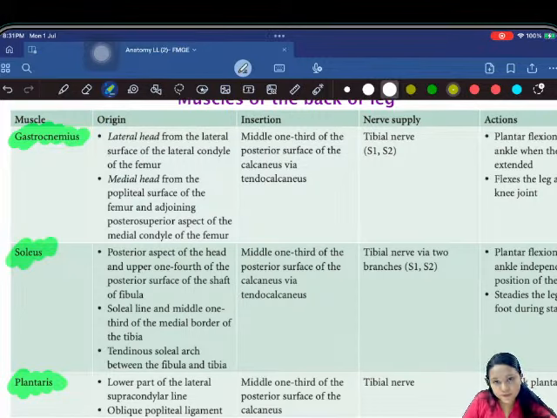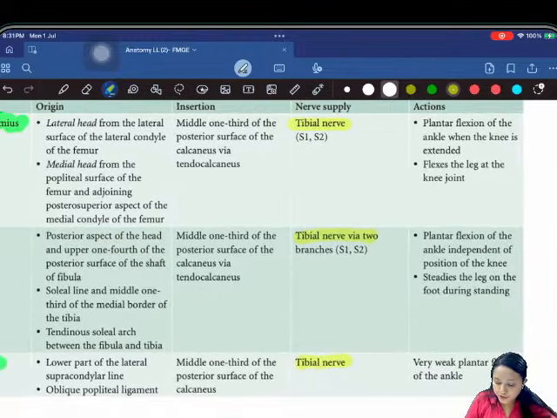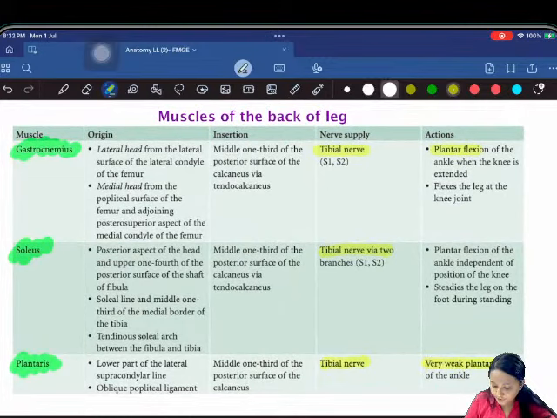ठीक है, तो क्या supply करेगा? You know that the nerve of the posterior compartment is the tibial nerve. तो सबका tibial nerve होगा nerve supply. Okay, and what are the actions? The actions are plantar flexion of the ankle when the knee is extended, and also flexion of the leg at the knee joint. Similarly, this plantaris is a very weak plantar flexor, and the soleus is also helping in plantar flexion of the ankle. Okay, so these are about the superficial muscles.